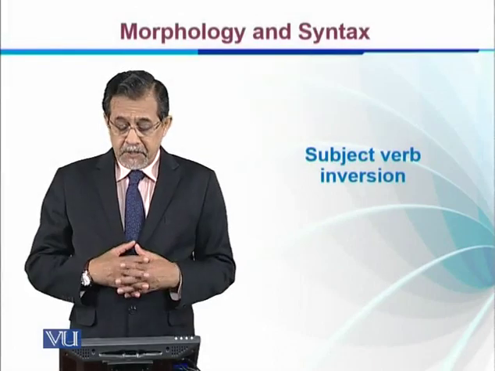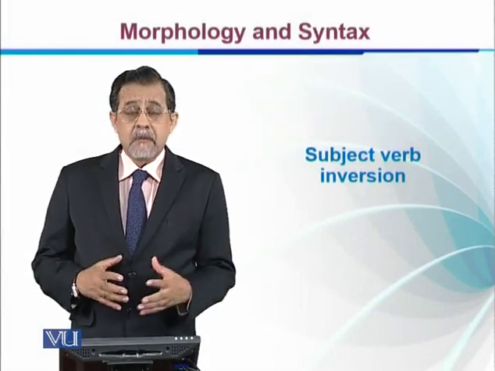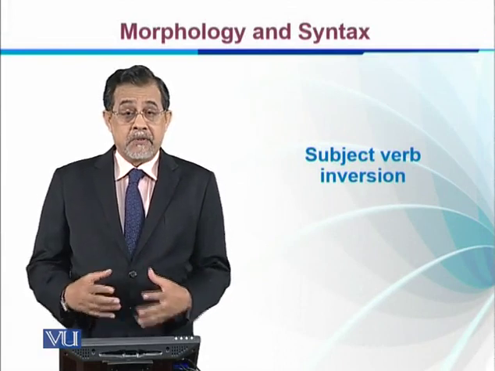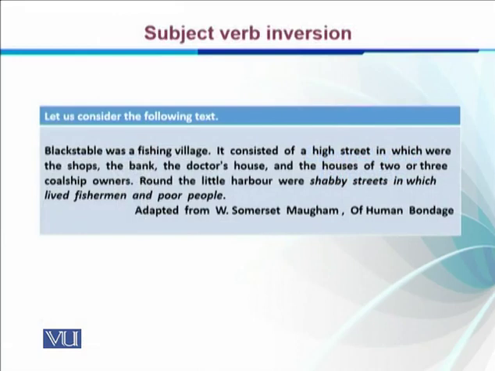Subject-verb inversion. We have talked about subject-auxiliary inversion, but let's look at this phenomenon. Let's look at this text. Blackstable was a fishing village. It consisted of a high street in which were the shops, the bank, the doctor's house, and the houses of two or three coal ship owners. Round the little harbour was a shabby street in which lived fishermen and poor people.